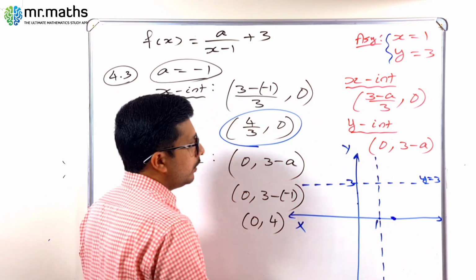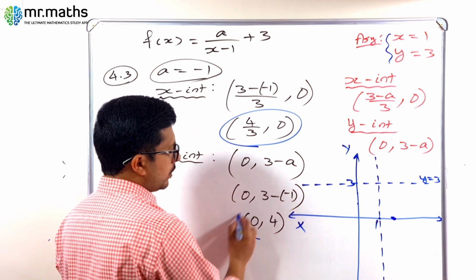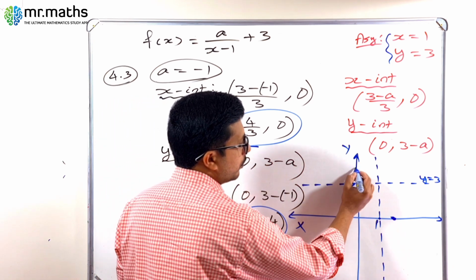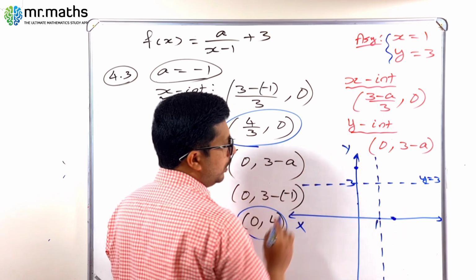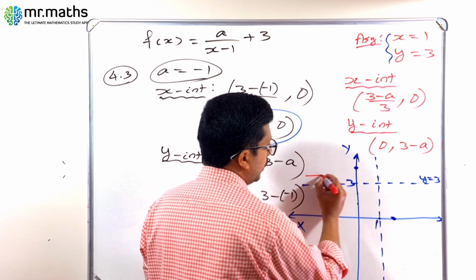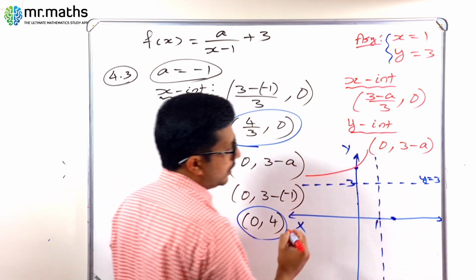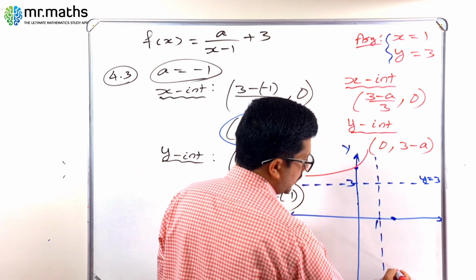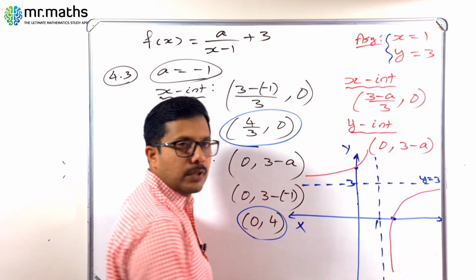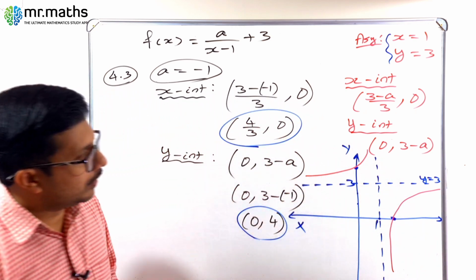Then the y-intercept is 0 comma 4. So x is 0, y is 4, somewhere here. So one part of the graph is this one, and the other part we are supposed to draw based on the asymptote, on both sides of the asymptote. So this is the given graph.